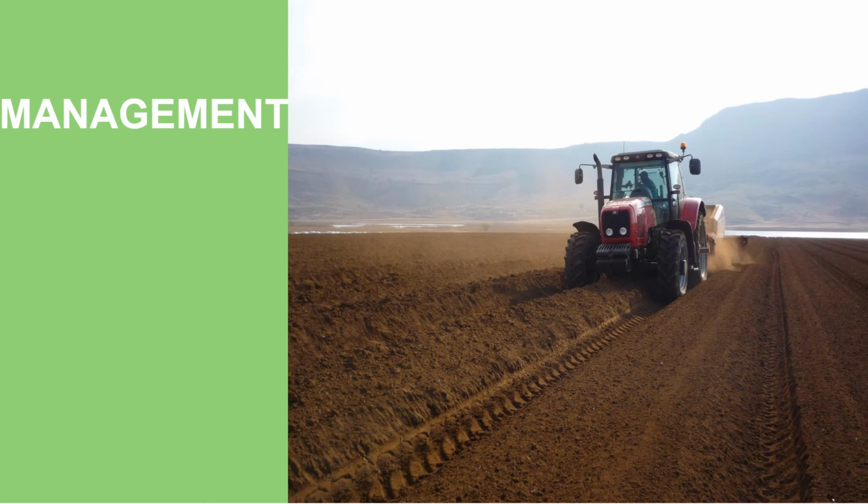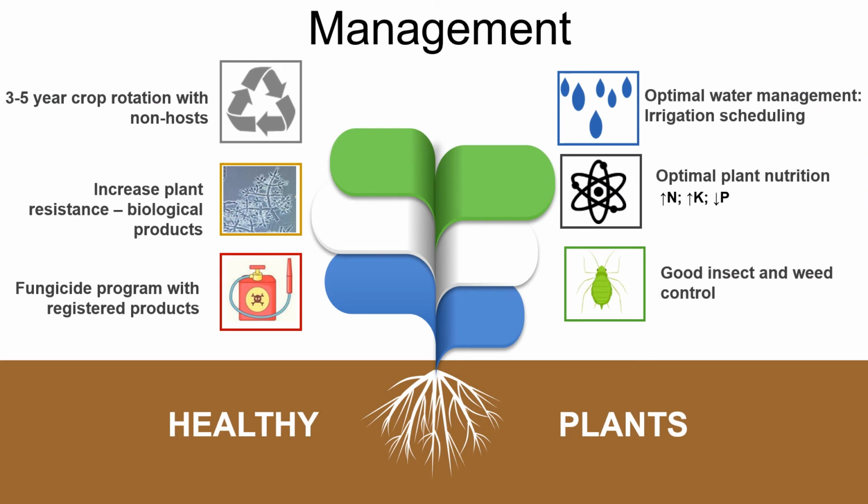So taking these factors into account, how do we manage these diseases? Well, firstly, because we know that the pathogen can survive in the soil, we want to practice a 3 to 5 year crop rotation with non-hosts. Now, this doesn't only apply for the two Alternaria species. This is a very sound management practice for any pathogen and, in fact, for any host.